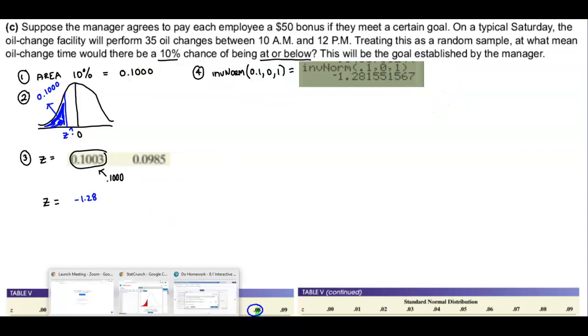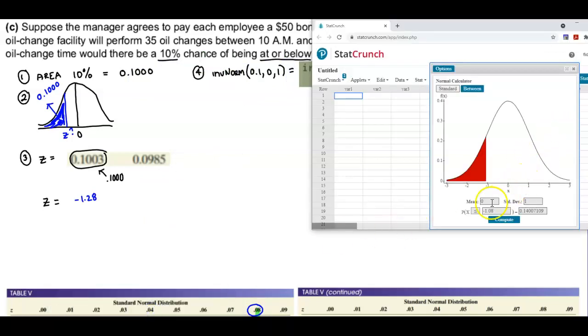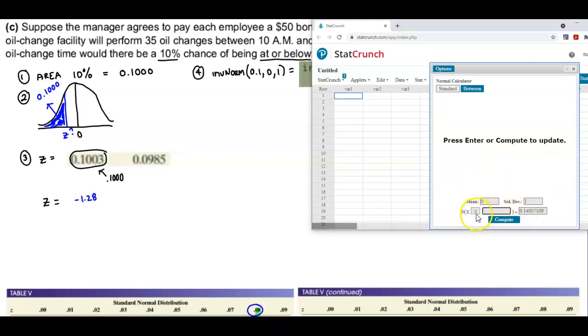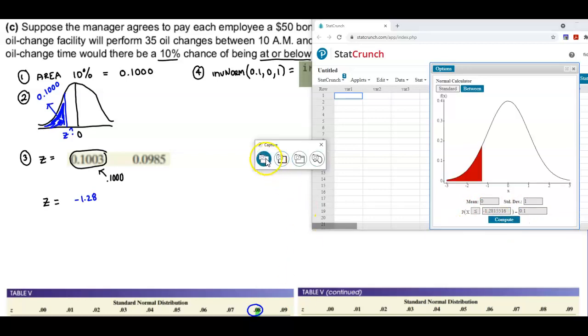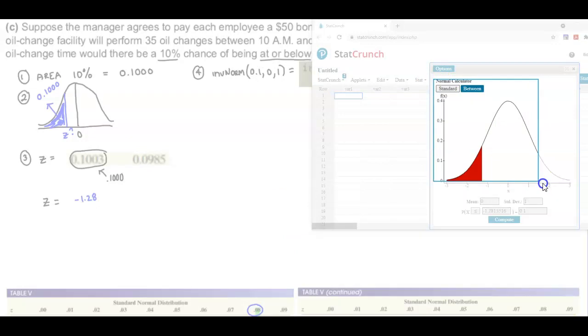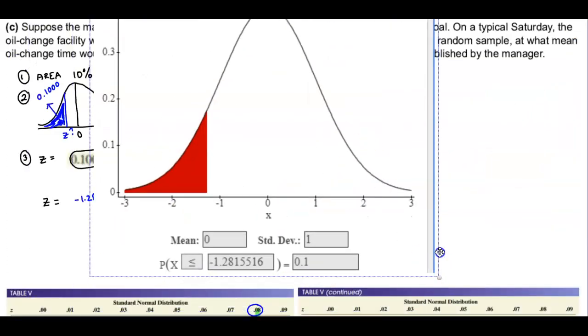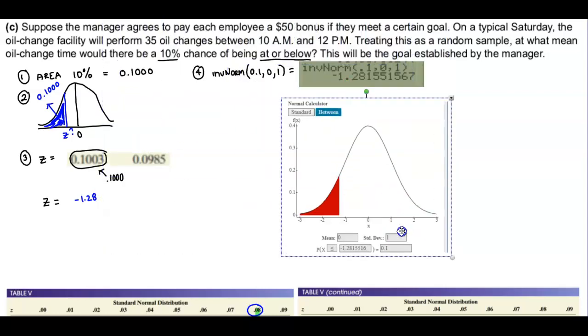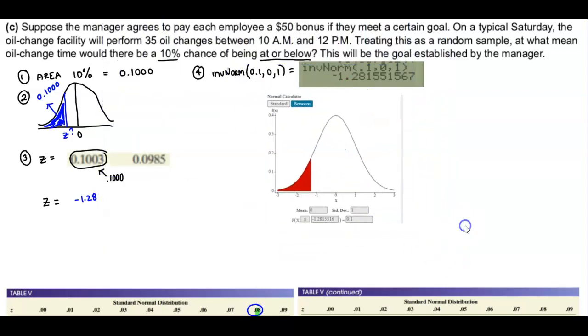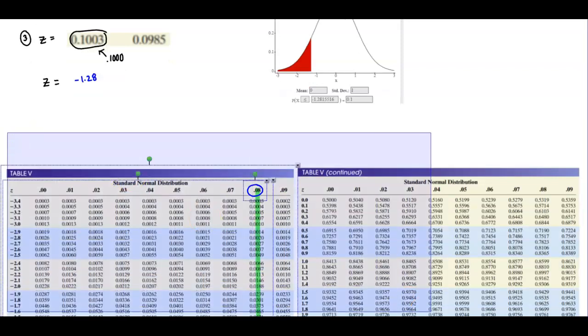Likewise, if we want to use StatCrunch, we know our mean is 0 and our standard deviation is 1. We want to find a value that's less than, so we look at that area of 0.1. And there is our z-score. So those are a few different ways of being able to do that.